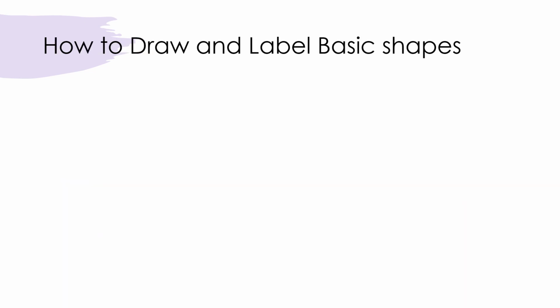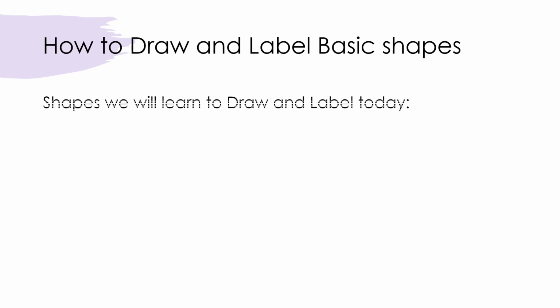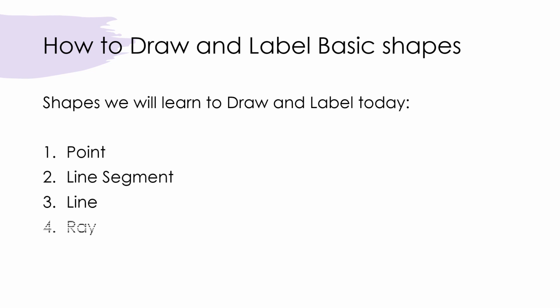Now we will see how to draw and label basic shapes. We will use what we have learned from drawing the railway tracks. The shapes we will learn to draw and label today are point, line segment, line, and ray.